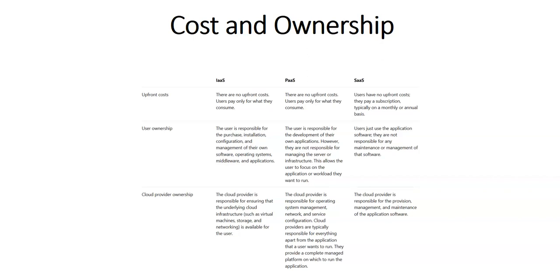And if you see the PaaS, the upfront cost, there is no upfront cost in PaaS as well. Ownership is handled by the user for the development of their applications, but at the backend storage would be taken care of by the cloud provider. And the cloud provider ownership, the cloud provider is responsible for operating system management, network, service configuration in the PaaS. And if you see the SaaS model, users have no upfront cost.